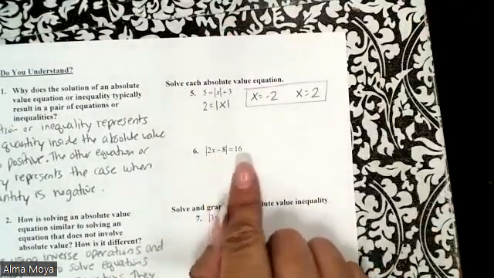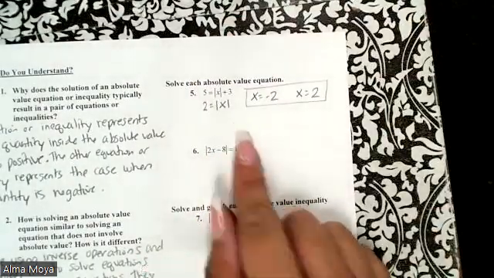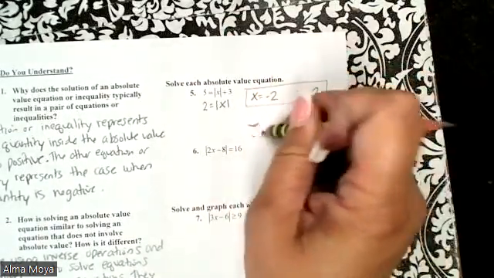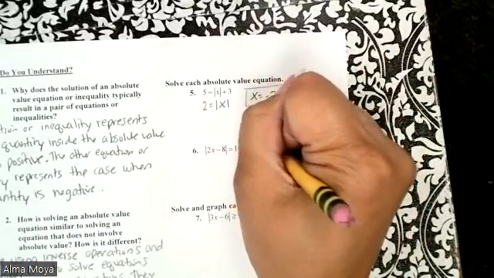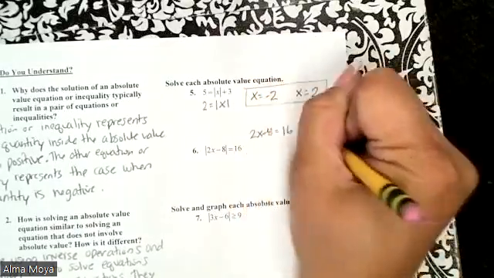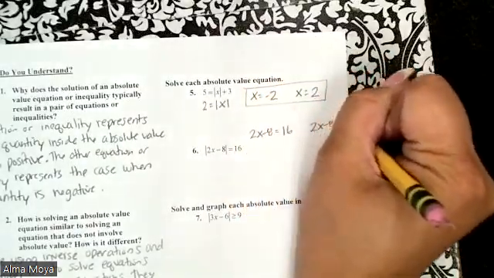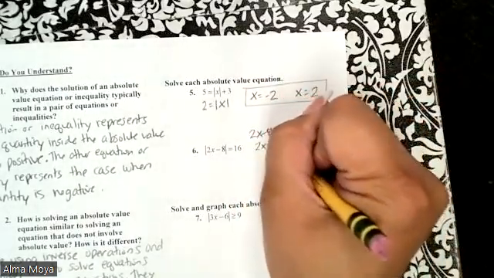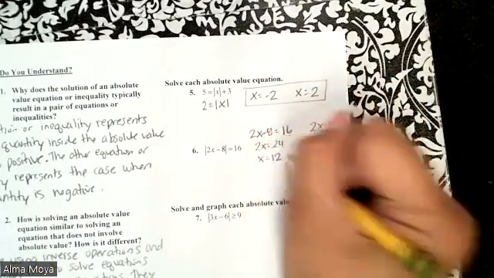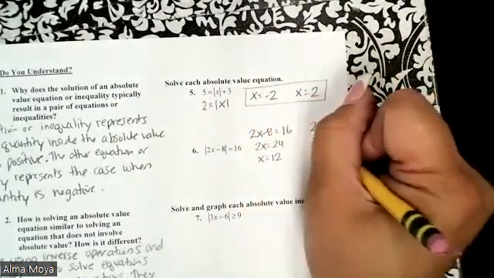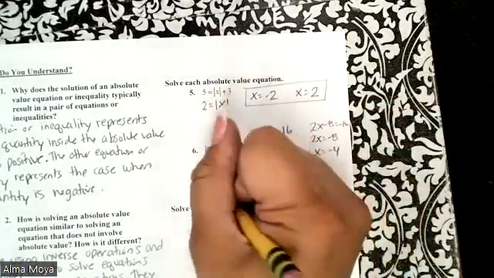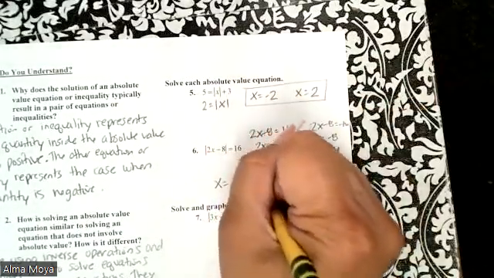On here, that's fine. Absolute value is already isolated, so leave it the same. 2x minus 8 equals positive 16, and then set 2x minus 8 equal to the negative 16. Add 8 to both sides, that's going to be a 24. Divide by 2, so that's 12. So 12 is one of the answers. Add 8 to both sides, divide by 2, so negative 4. So here, x equals a negative 4 and a positive 12.